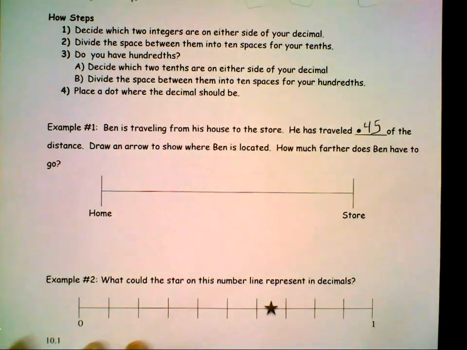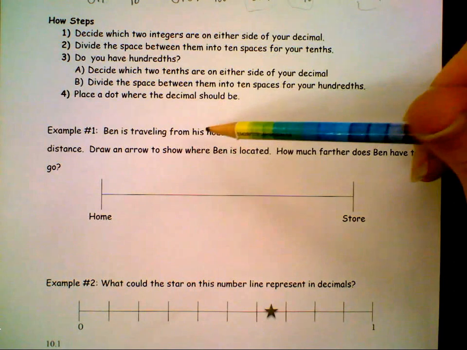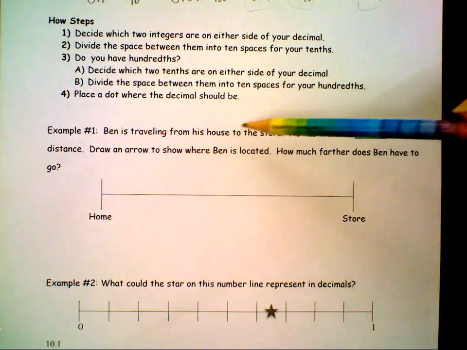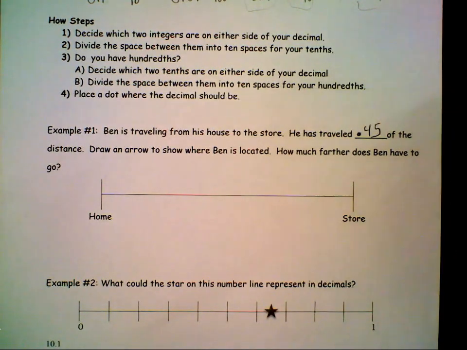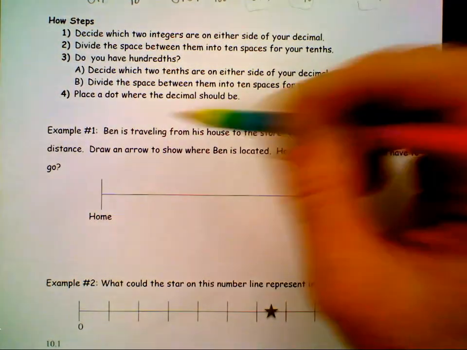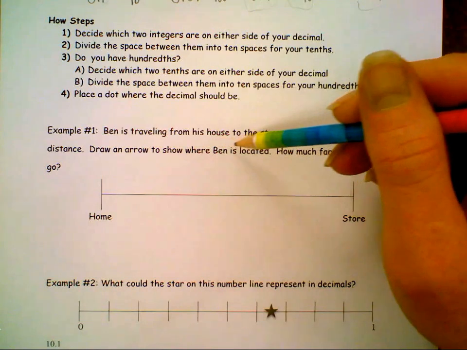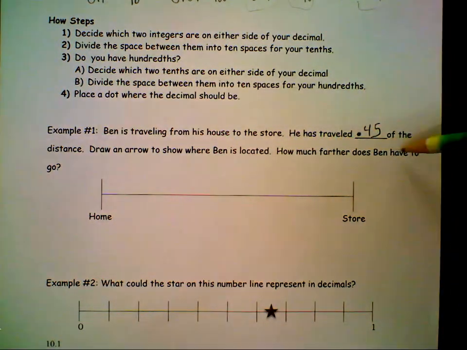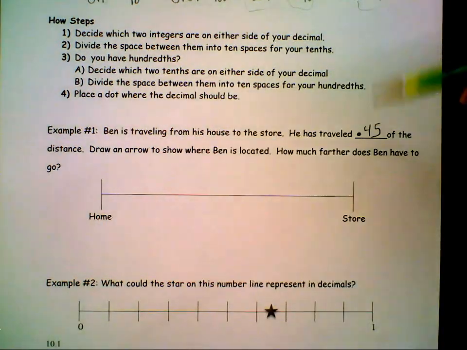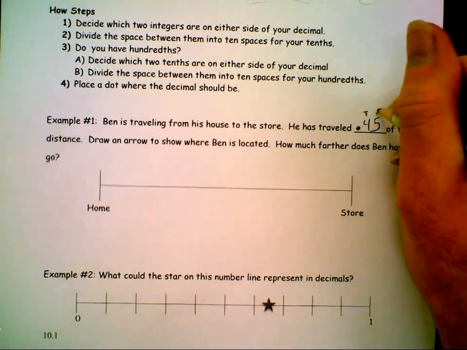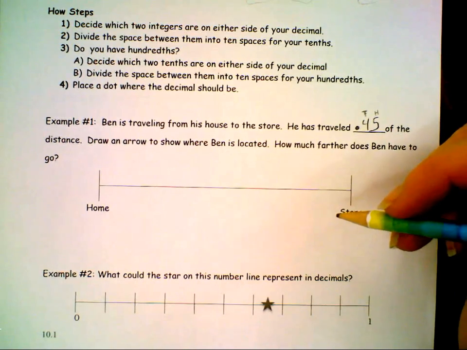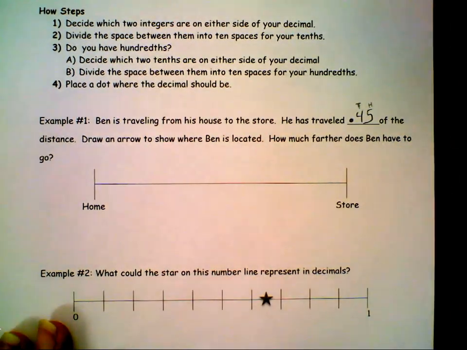Our first problem is example 1. Ben is traveling from his house to the store. He has traveled 45 hundredths of the distance. Draw an arrow to show where Ben is located. How much farther does Ben have to go? Now I know here, because I know these are tenths and these are hundredths, that I'm going to have to divide my line, at least part of it, into hundredths.